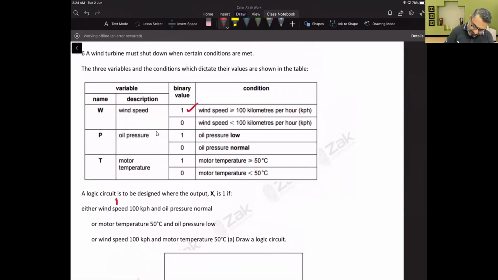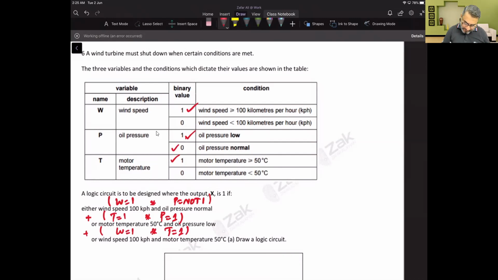So W is equal to 1 and oil pressure is normal means P is equal to not 1. Remember, 0 is never used, it is always not 1. Or motor temperature is equal to 50 degrees, so T is equal to 1. Every line would have its own brackets. T is equal to 1 and oil pressure low means P is equal to 1. Or wind speed is equal to 100, W is equal to 1, and motor temperature is 50 degrees C, T is equal to 1.